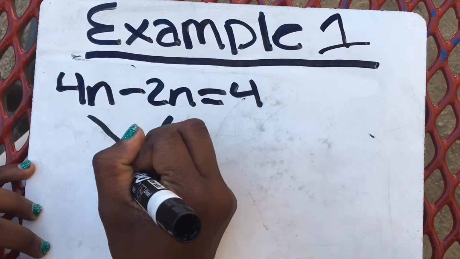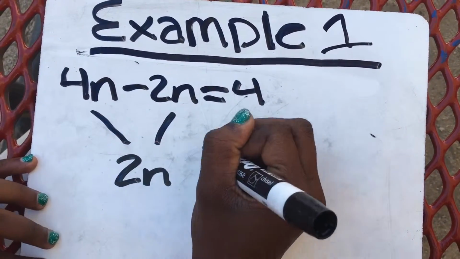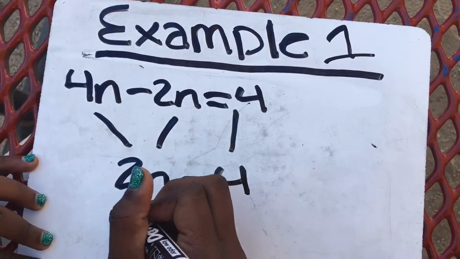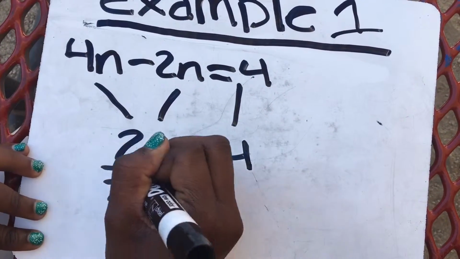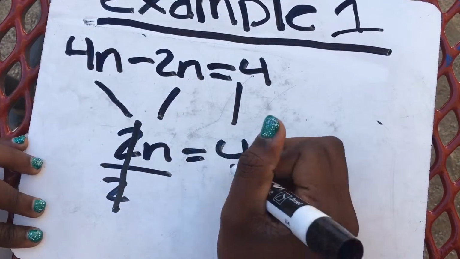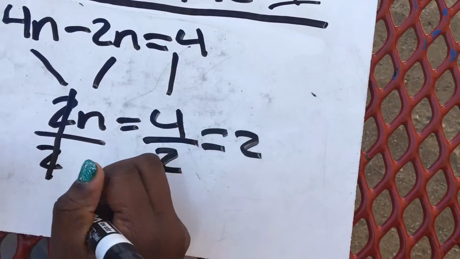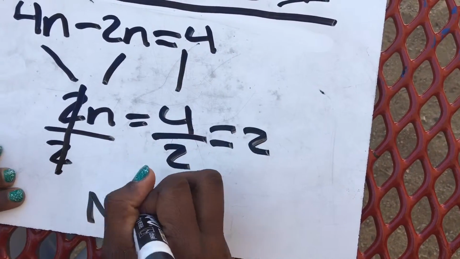So since the 4n and the n have the same variable, you're going to want to subtract those together, which will give you 2n, and then bring down the whole problem so you don't get confused. And then you divide 2 by itself to cross cancel it out, and then divide 4 by 2, and then n equals 2.